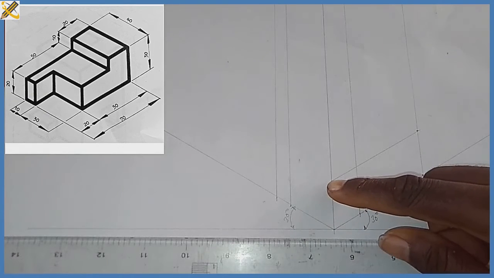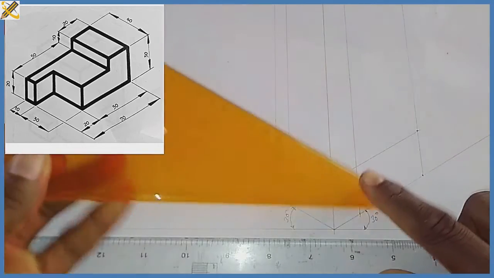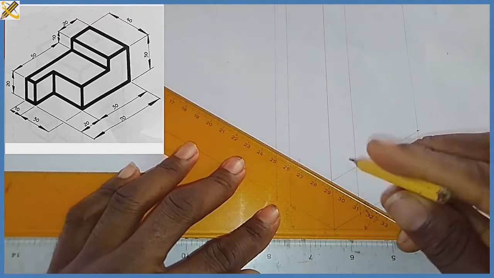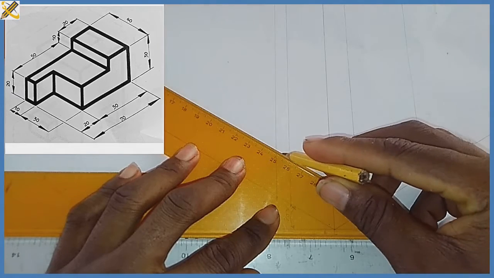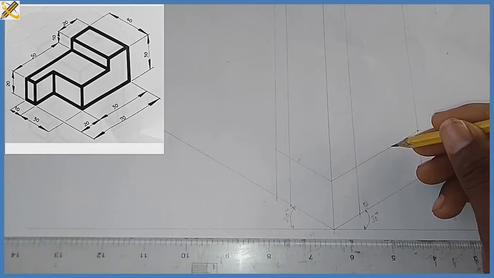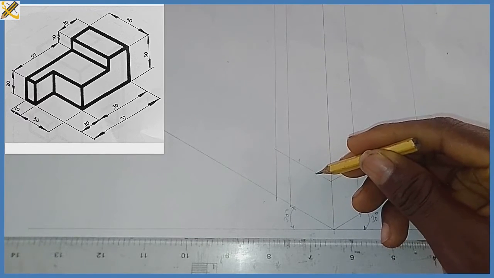So this same mark of 30, as it is now, I am going to project it towards this area with my set square at angle 30 degrees. So that is it, as you can see. This line is parallel to this. Likewise, this line is also parallel to this.